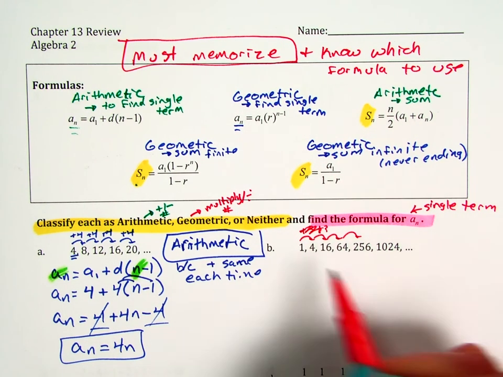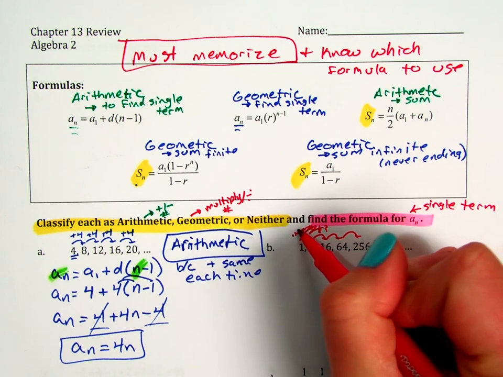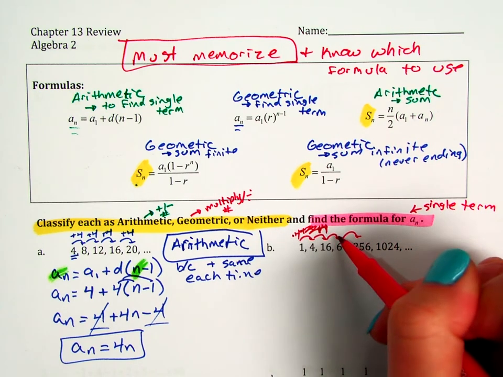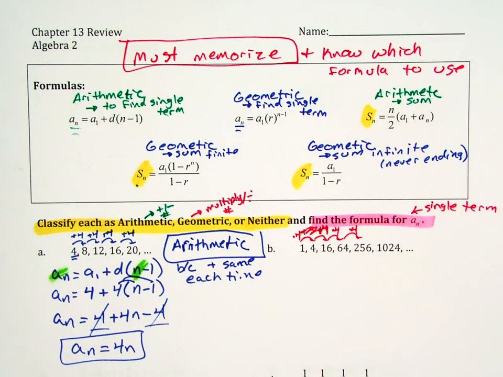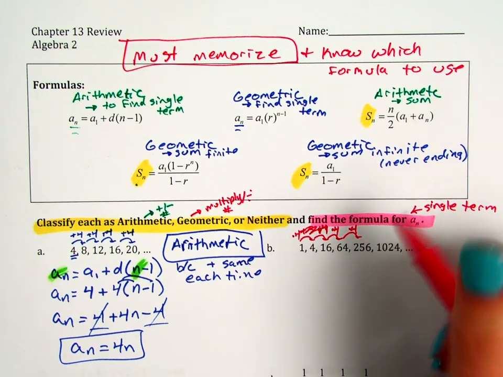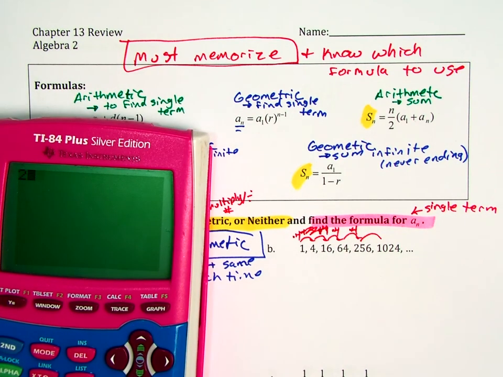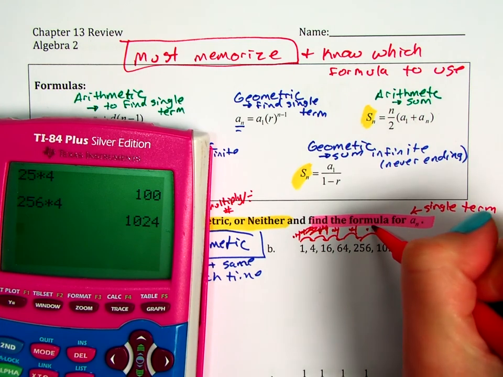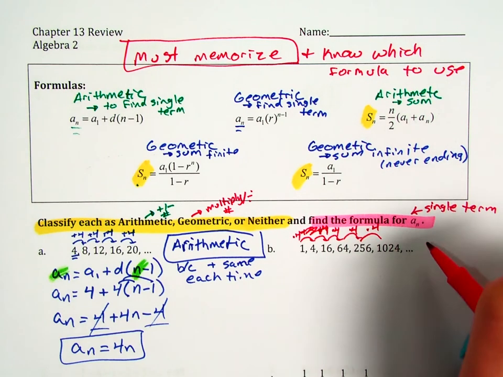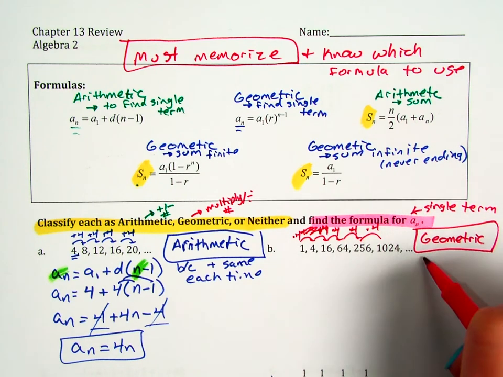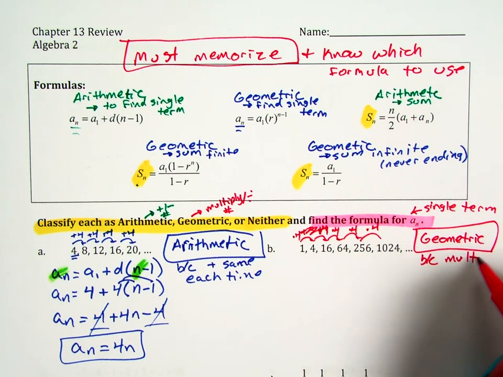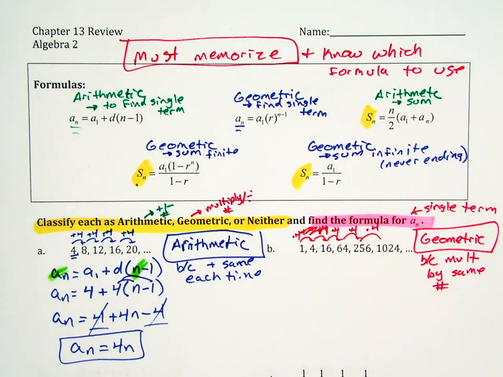So then I look and see, okay, instead of adding, what would I have to multiply? Well, 1 times 4 would give me 4. 4 times 4 is 16. 16 times 4 is 64. And 64 times 4 is 256. But for the next one, I'd probably have to type that in my calculator. So 256 times 4, oh, I missed the 6. Yes, is 1024. So I know that this is geometric because we're multiplying by the same amount each time to get from one term to the next.